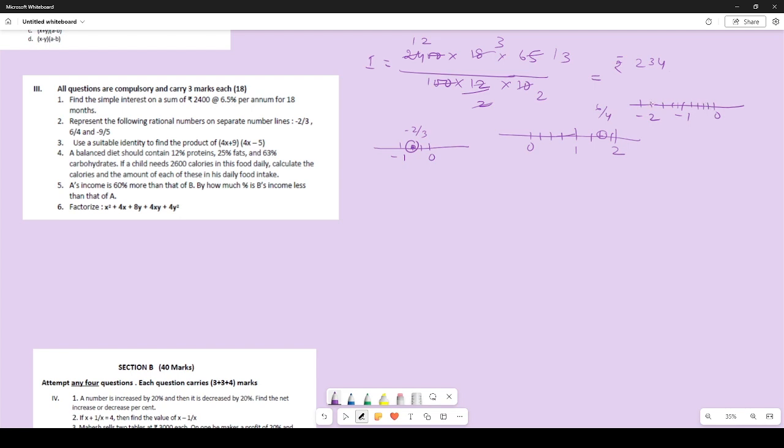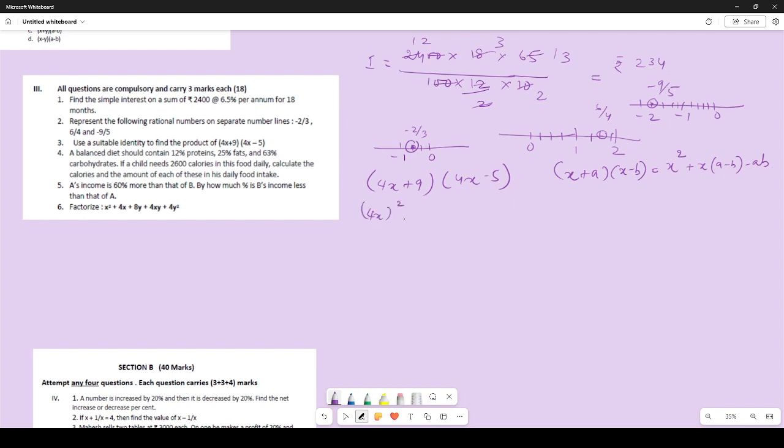So you count this and you arrive at minus 9 by 5 over here. Okay, now use a suitable identity to find the product of 4x plus 9 into 4x minus 5. If you look at this, you can associate it with the identity (x plus a) into (x minus b), and you know this is equal to x square plus x into (a minus b) minus ab. That is the identity over here. So we simply substitute it. So what do we get?